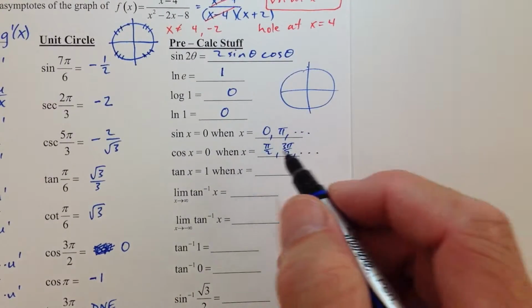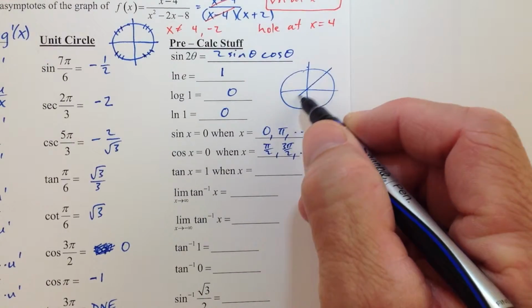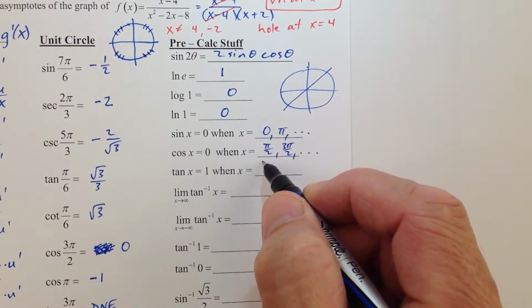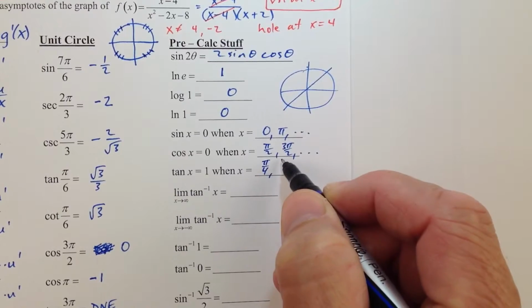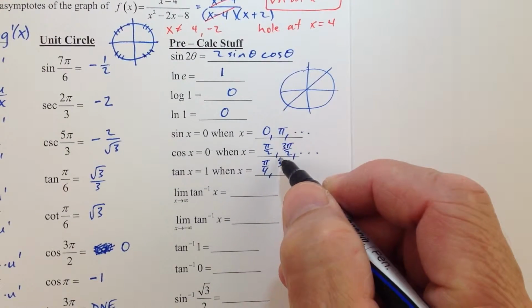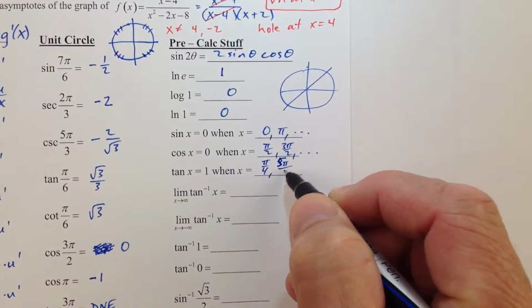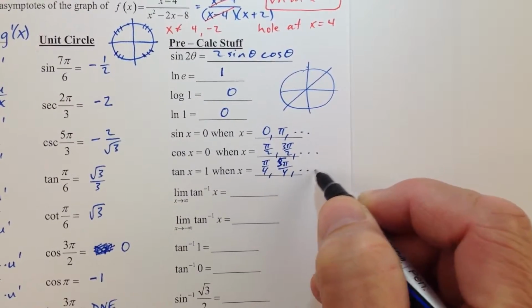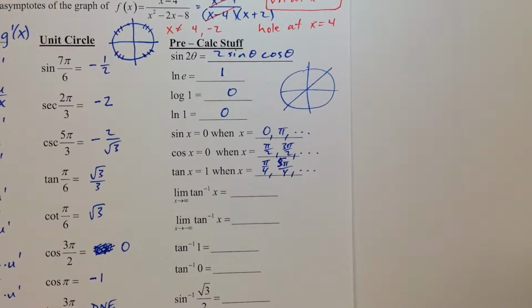Tangent of x is equal to 1 at the 45-degree angle mark, so that would be, in terms of radians, pi over 4, 5 pi over 4, not 3 pi over 4, 5 pi over 4, and so forth, continuing to add pi all the way around the unit circle.